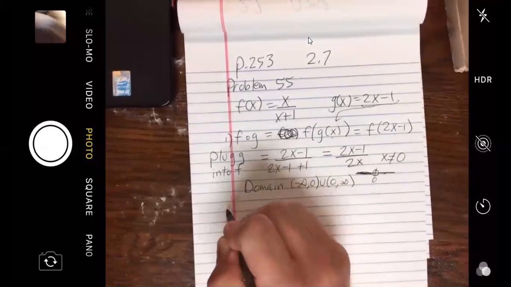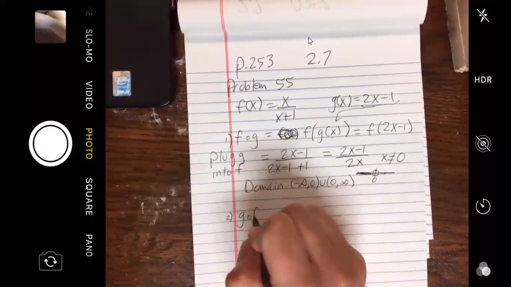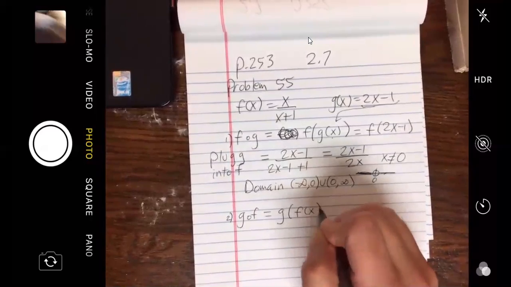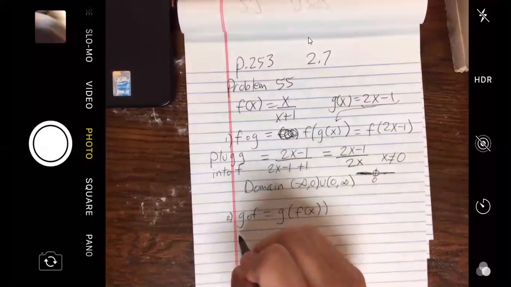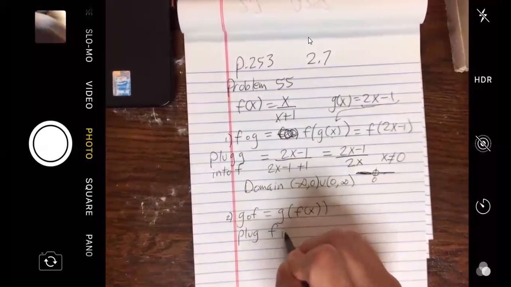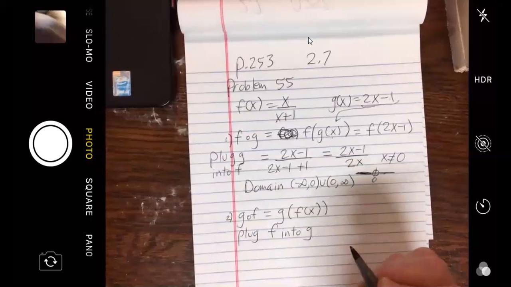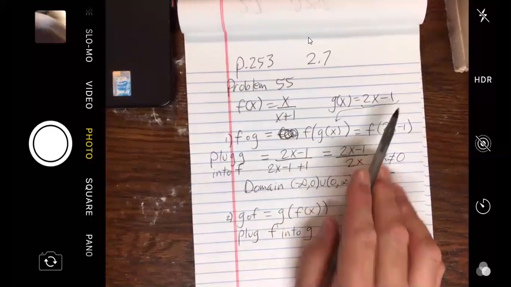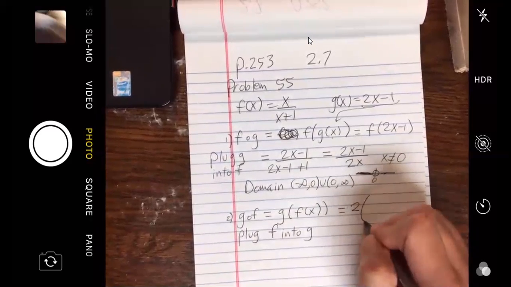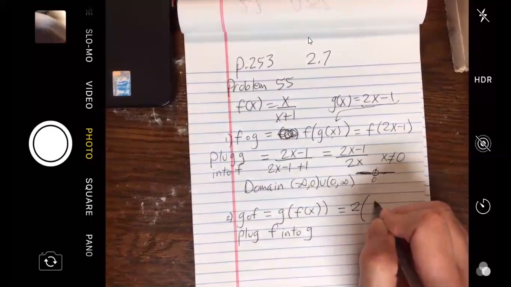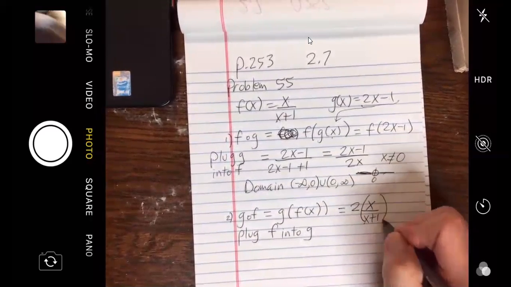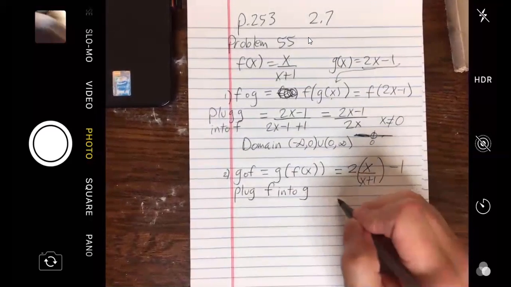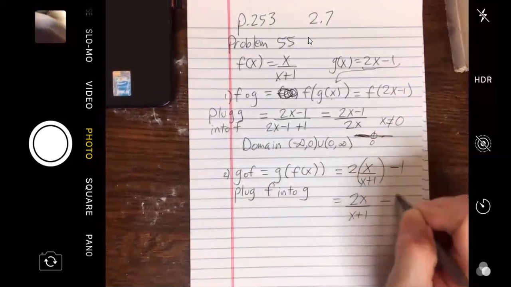If you want to number it, number 2. g circle f makes g of f of x. I want to shorten this up, f into g. Well, that's the f. It goes one spot. You double it, subtract 1. So that will equal twice, and then the f is x over x plus 1, and subtract 1. Simplify a little bit. You've got 2x over x plus 1, subtract 1.